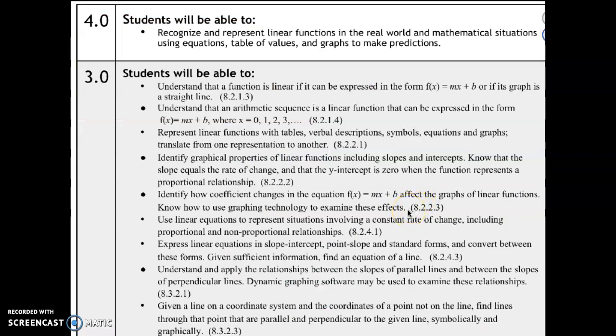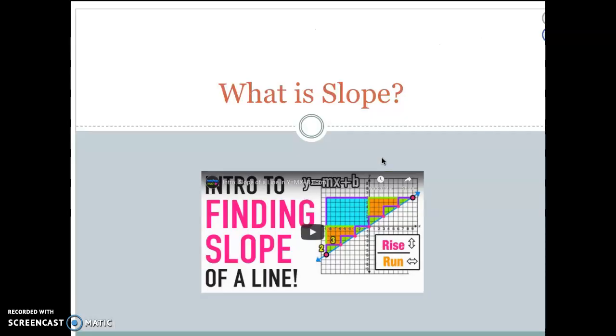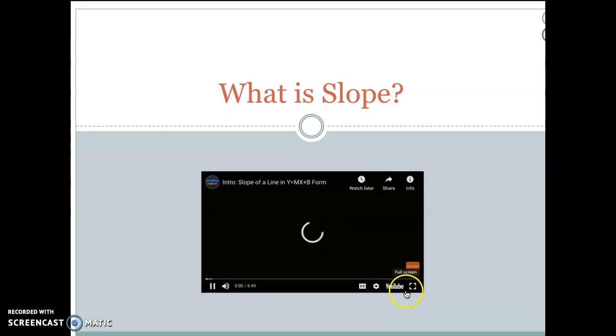So here is the humongous big list of 8th grade standards that we are going to be learning here in Chapter 5. And today we are just going to be touching on identifying those graphical properties of functions, including slopes of those functions. So what is slope? Here is a quick little overview of what it is and how we find it.